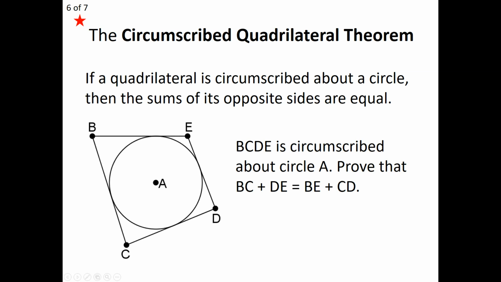The circumscribed quadrilateral theorem says this: if a quadrilateral is circumscribed about a circle, then the sums of its opposite sides are equal. Let's take a look at our example below and use it to show the result of our theorem. We're given this circumscribed quadrilateral, and what we're going to prove is that the sums of the opposite sides are equal to each other. In other words, take the segment BC, which is this side here, add it to its opposite side, ED, and we'll find that the sum of those two sides is equal to the sum of the other pair of opposite sides, BE and CD.